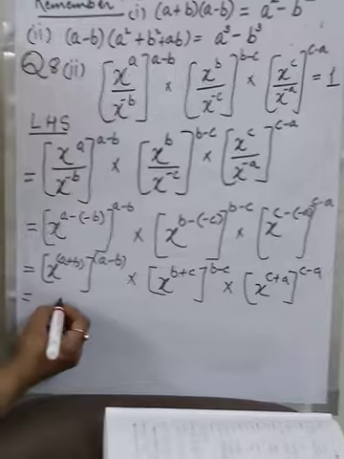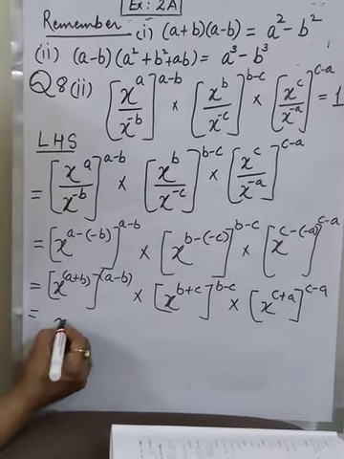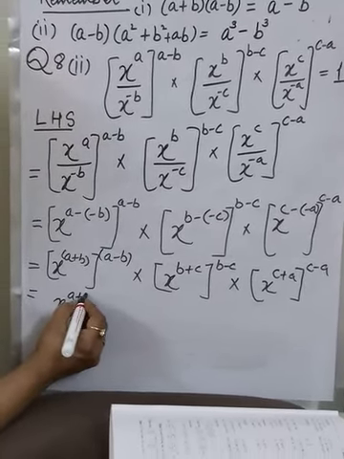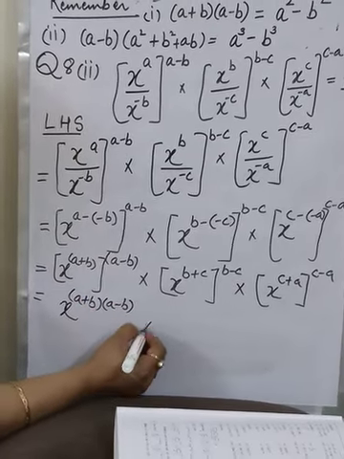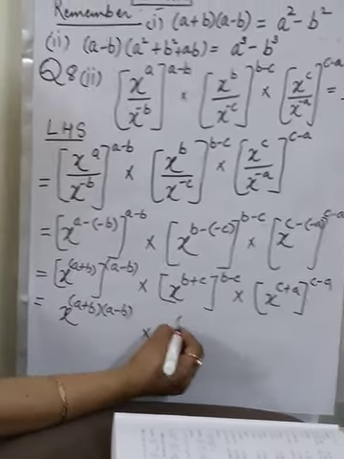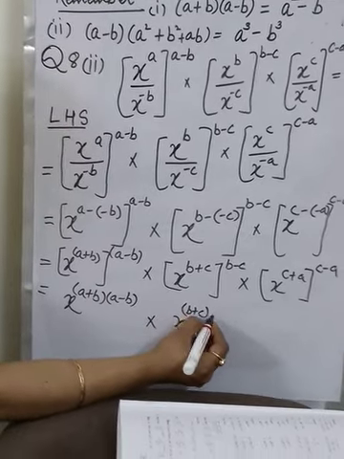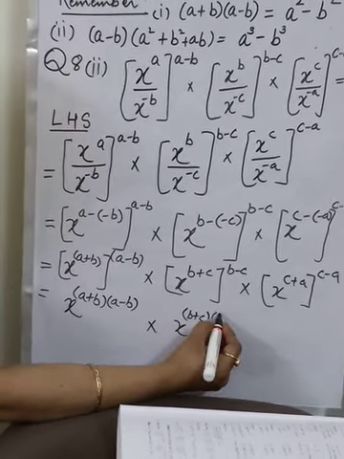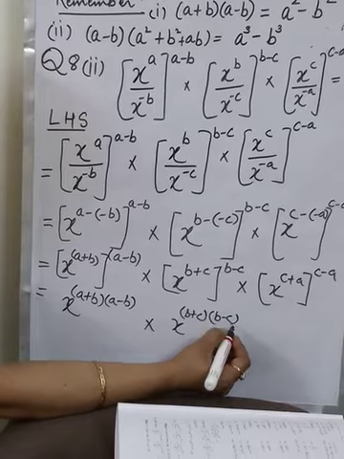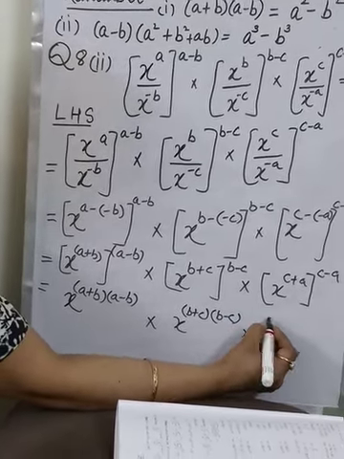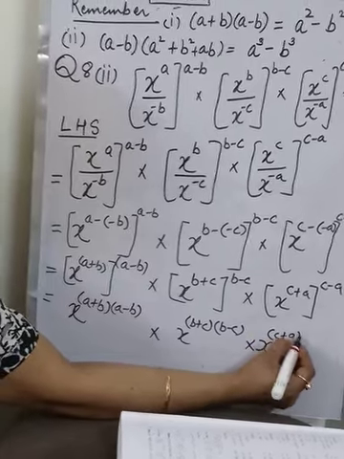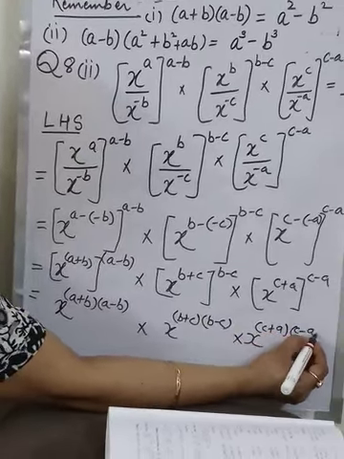Now we have power on power, power gets multiplied: x to the power a plus b into a minus b, x to the power b plus c into b minus c, no need to write into sign, that is multiplication sign, no sign is there between the brackets, then it is multiplication, x to the power c plus a and c minus a.